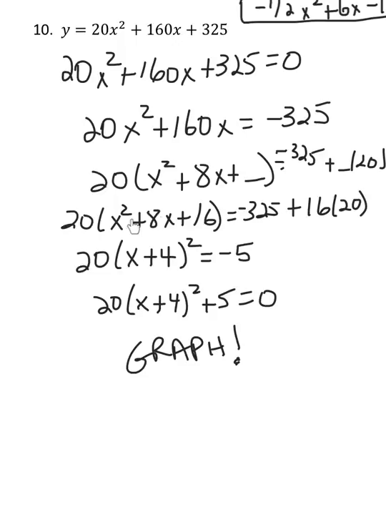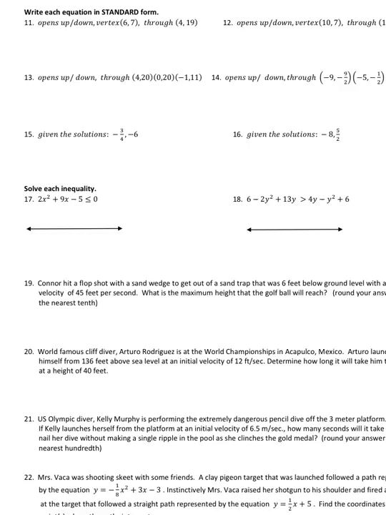Then we rewrite this as a perfect square, x plus 4 squared. So 20 times x plus 4, the quantity squared, equals negative 5. Then move the negative 5 over to the other side, and voila, you have your vertex form. Don't forget to graph. Graph this one, and make sure that they match.